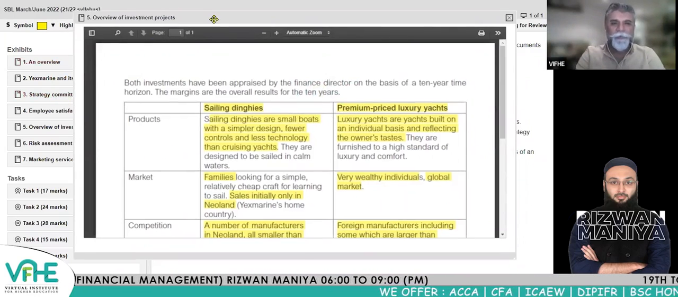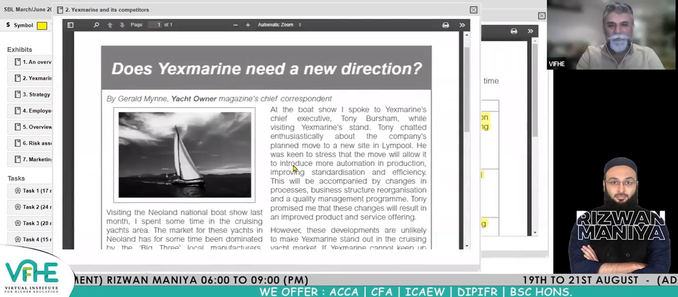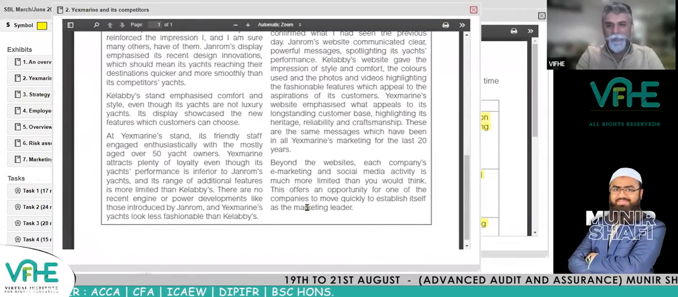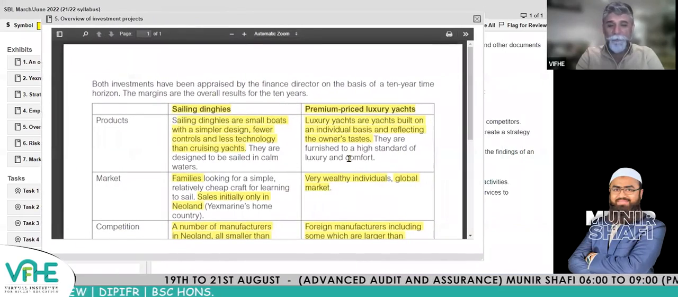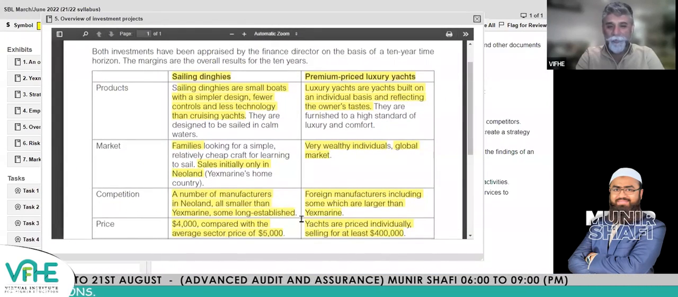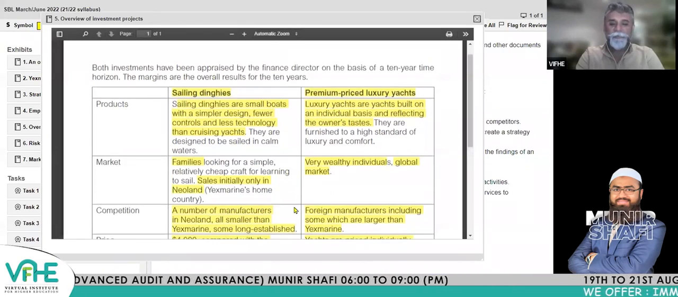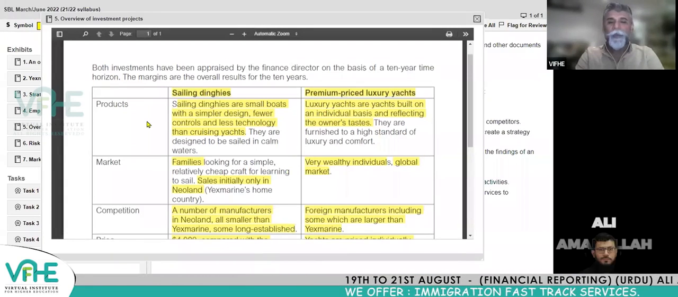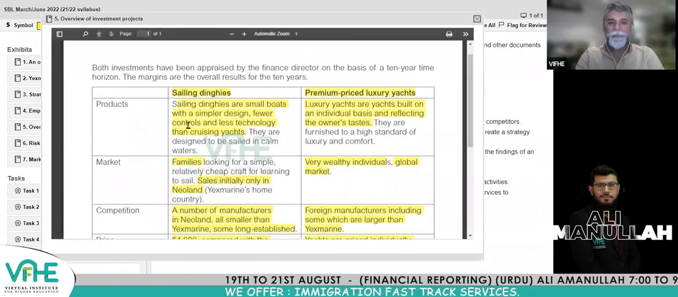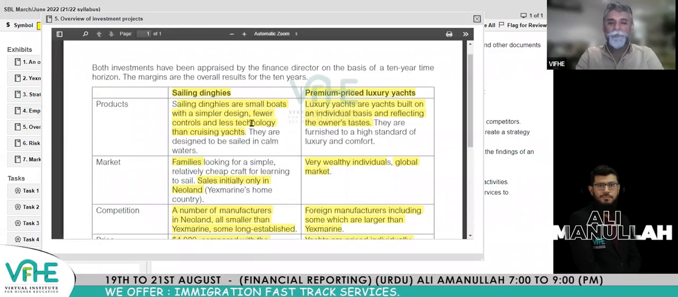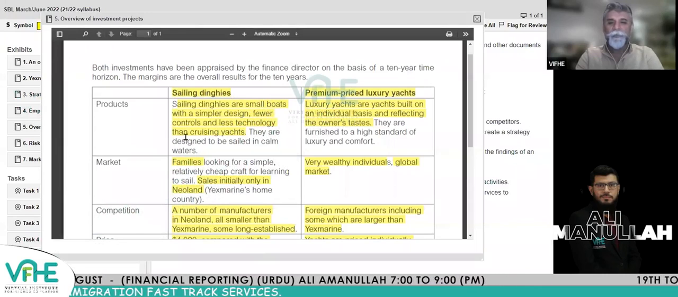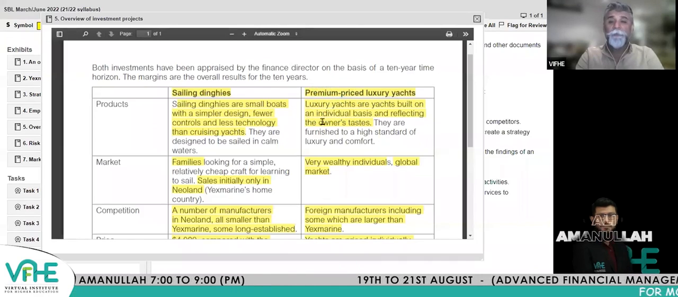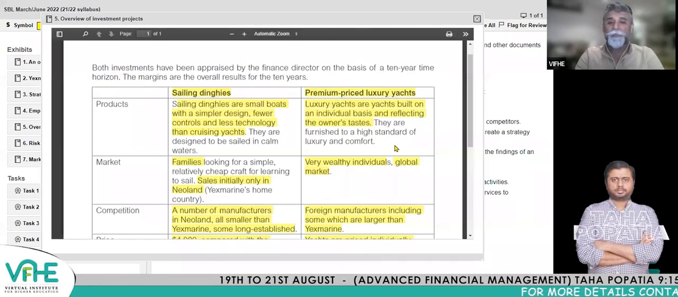There is one more exhibit which I think we must read, but it's okay. We can skip it for now, but once we do it properly, it might affect the competition clause here. All right, so guys, let's pick up items one by one. Product. So this product is dinghies, a simple product, fewer controls, less technology. This one is a luxury yacht built on an individual basis, reflecting the owner's tastes.